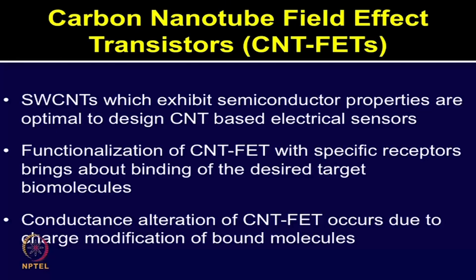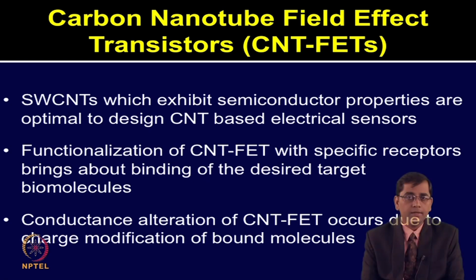Let us now move on to another platform, which is carbon nanotube field effect transistors, CNT FETs. The successful combination of carbon nanotubes with field effect transistors has led to the development of this novel sensing device known as CNT FET. As we have discussed, there are different types of carbon nanotubes, SWNTs and MWNTs. The single walled nanotubes exhibit semiconductor properties which are optimal to design the CNT based electrical sensors.